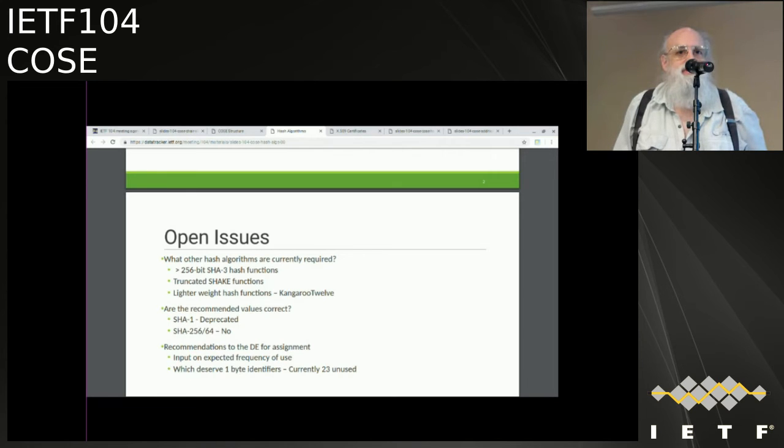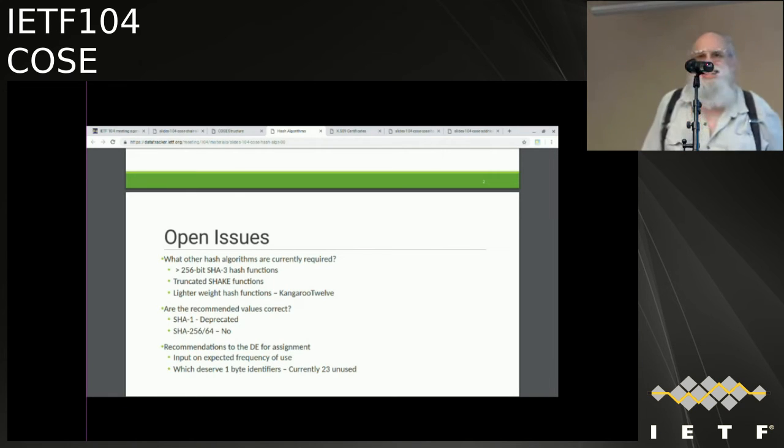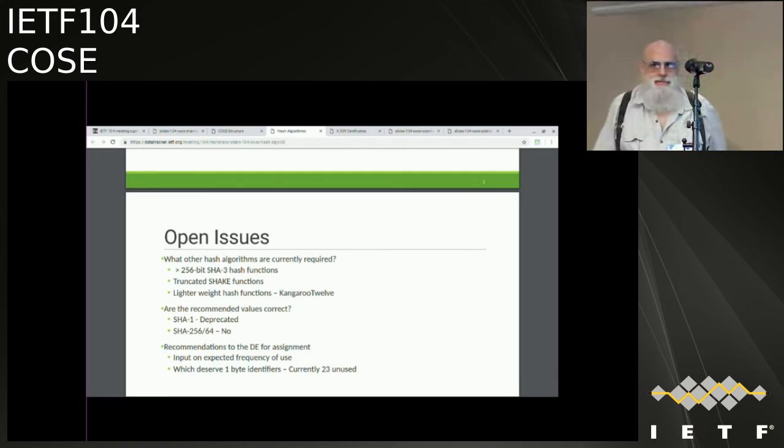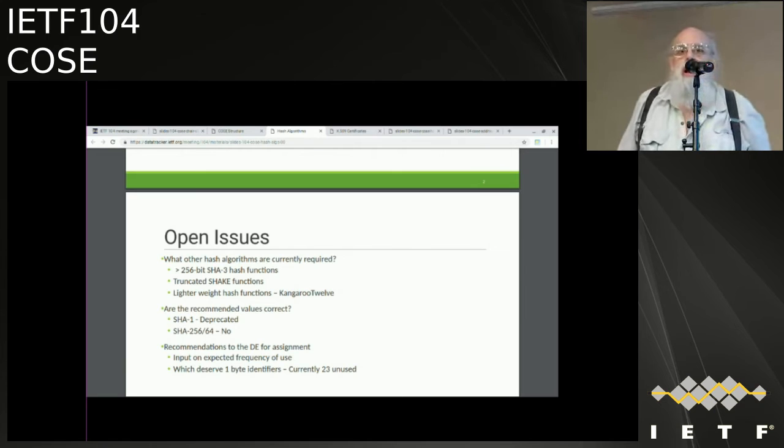Kathleen Moriarty: I'm just making sure I heard what I thought I heard. So you're going to drop the truncation? No. I'm going to add a column into the registry, which says that things like SHA-256/64 should not be used for X, as opposed to just saying recommended is no. Okay, great. I thought you were saying you were dropping it completely.